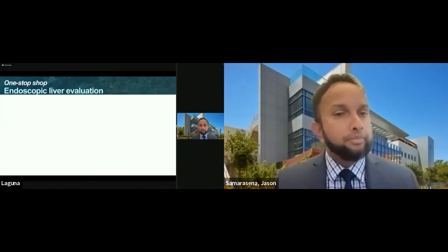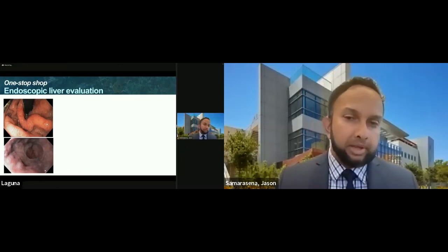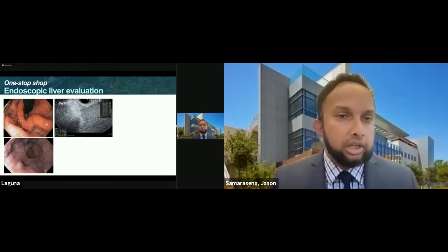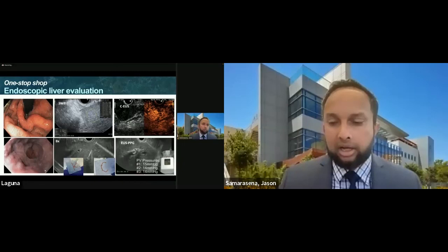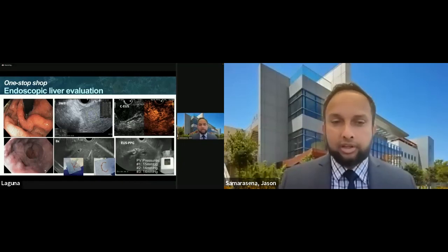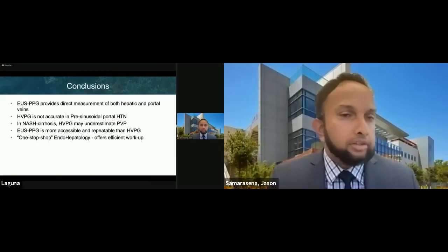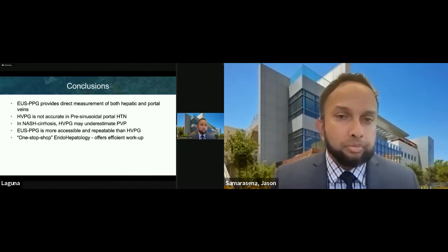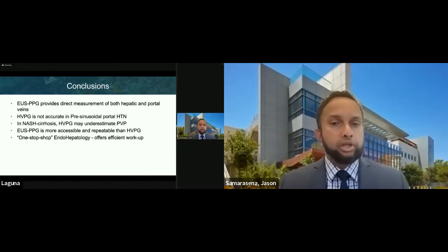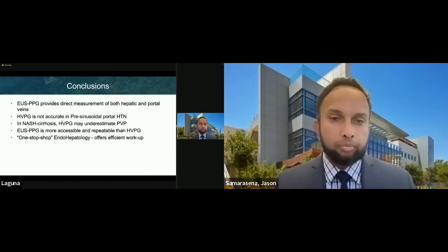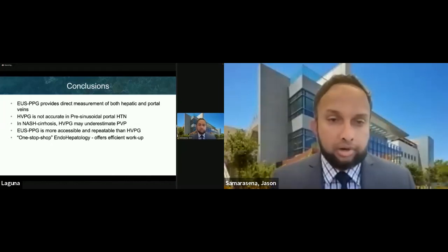Dr. Chang already mentioned that with the advances we're making with endoscopy and endoscopic ultrasound, the liver evaluation really can become a one-stop shop situation. And we're going to hopefully see a great example of that today in the live case. But in conclusion, I would like to say that EUS portal pressure gradient measurement provides direct measurement of both hepatic and portal veins. HVPG, we know, is not accurate in pre-sinusoidal portal hypertension, and in NASH cirrhosis, HVPG may underestimate the true portal venous pressure.